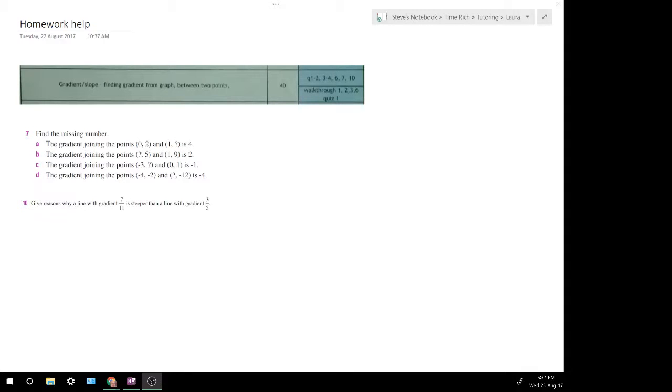Okay, question 7 asks you to find the missing number. So I asked you about finding gradient. The thing to remember is we're drawing the axes. It's telling you between the points 0, 2. So x that way, y goes that way. So x is 0, so it'll be somewhere up on the y-axis, 2. So it's about there. 0, 2.